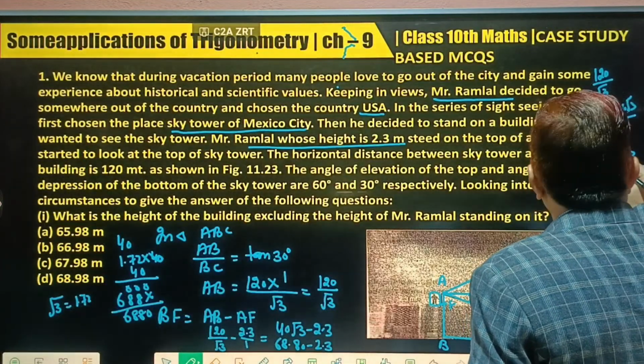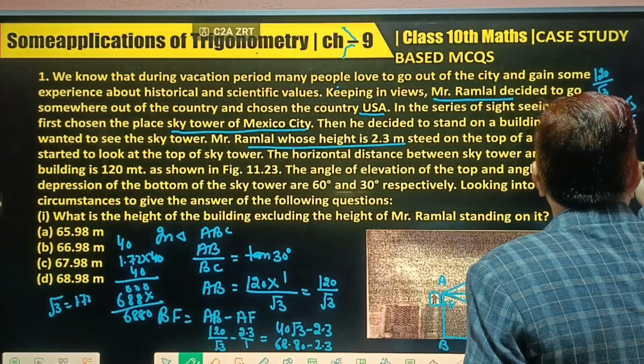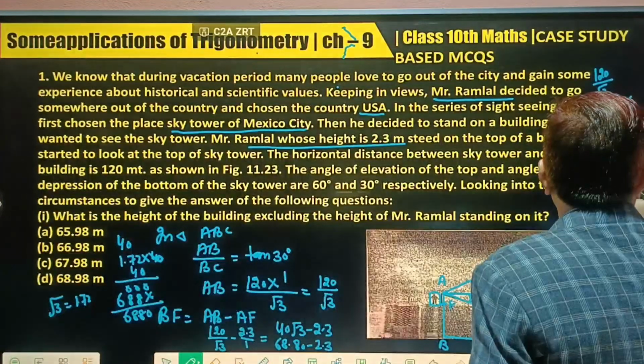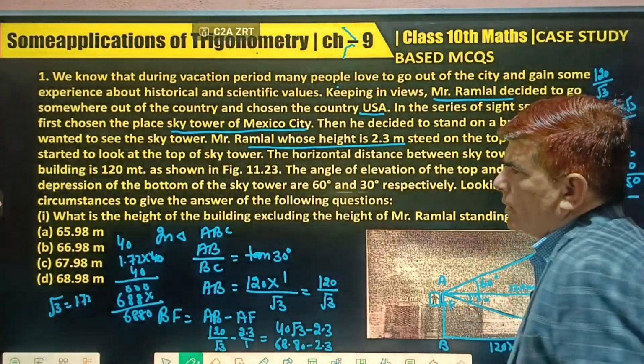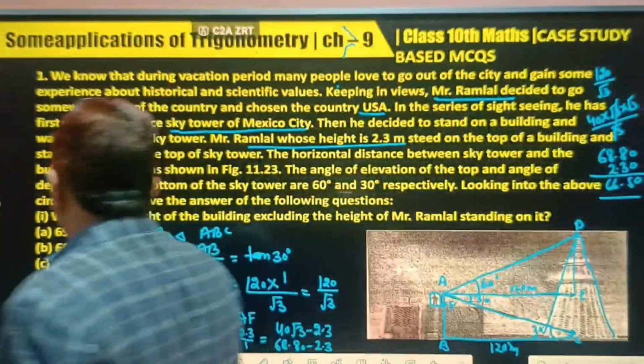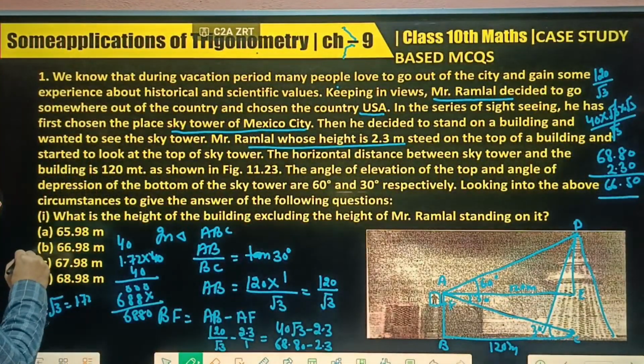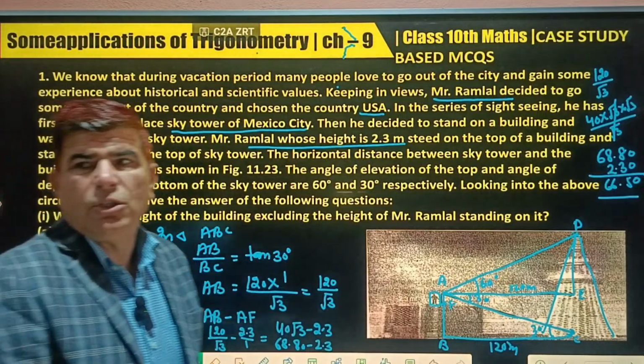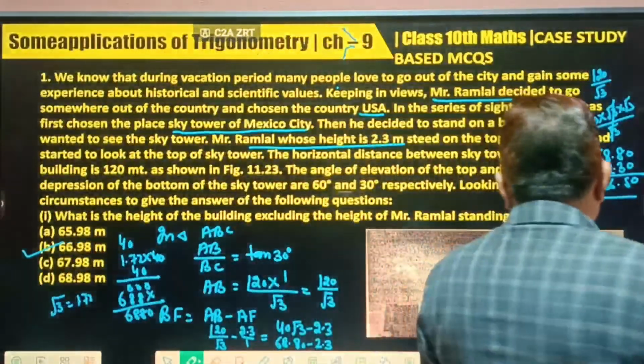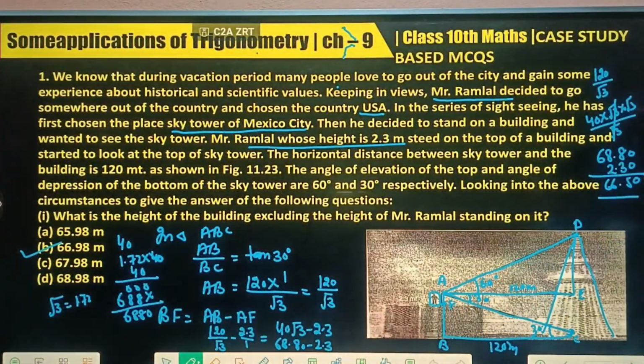And what's your minus 2.30? So 0566, so 66 point something. So here the answer given is 66.98. So what's your answer? B is your answer. Got it? Next.